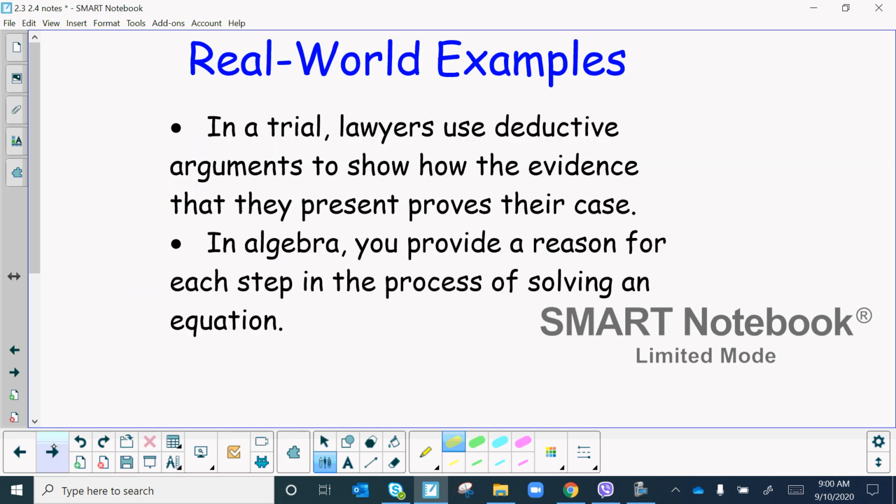Real world example, lawyers. Lawyers are the main ones that often use deductive reasoning, okay? Because they have to show proof, they have to show evidence when they're trying to prove something in their case. In algebra, what we just did, we have to provide a reason for each step in the process of solving an equation. You have to do the correct steps, of course.